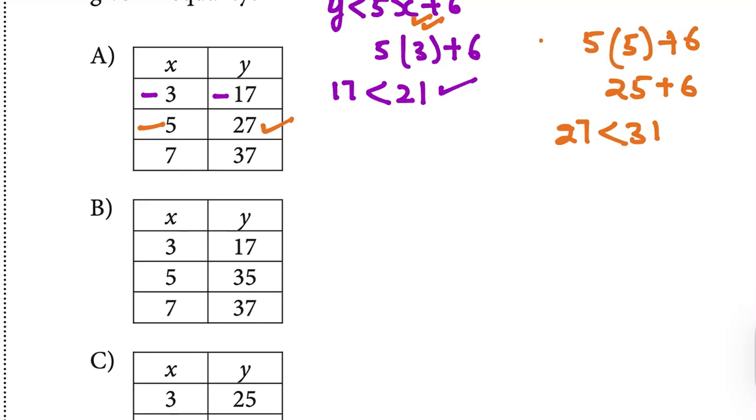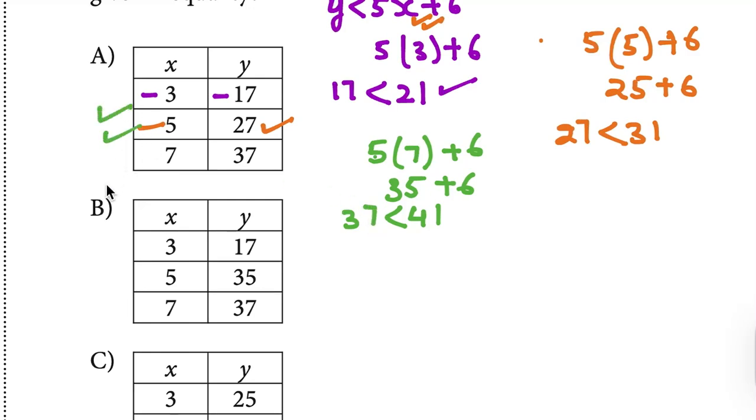Let's check for the third one. 5 times 7 plus 6. Yes, that is 41, which is less than 37. So all the options of A are correct. Okay, so that means A is the correct option. And let's check for B and C also, just to be sure.